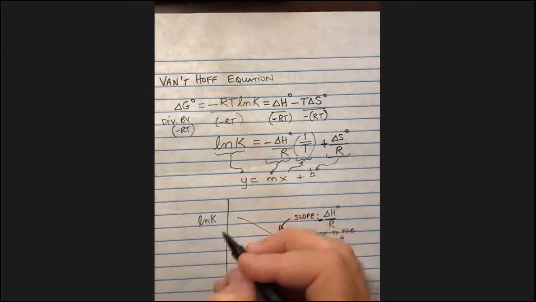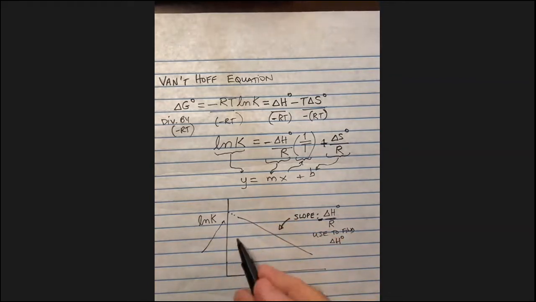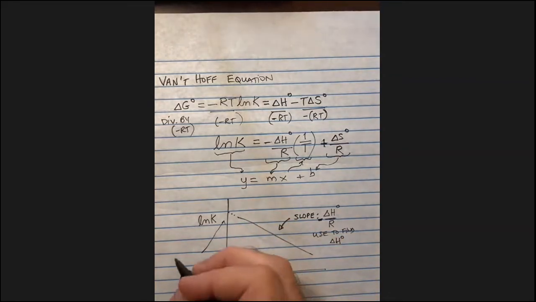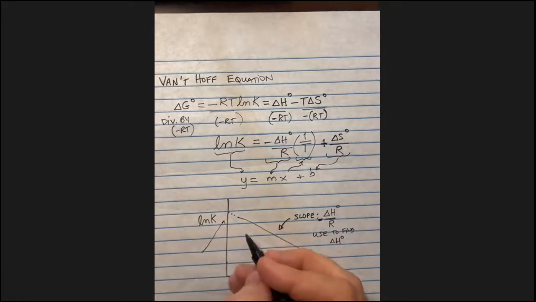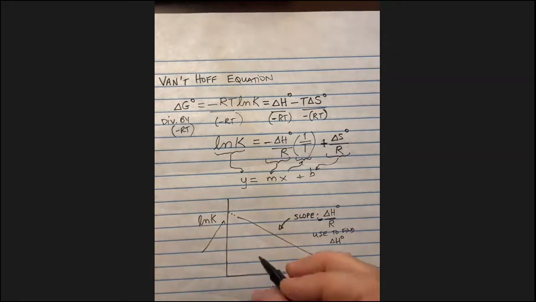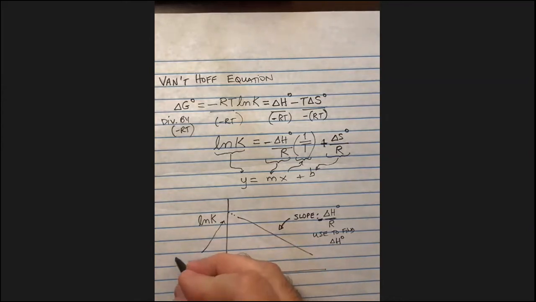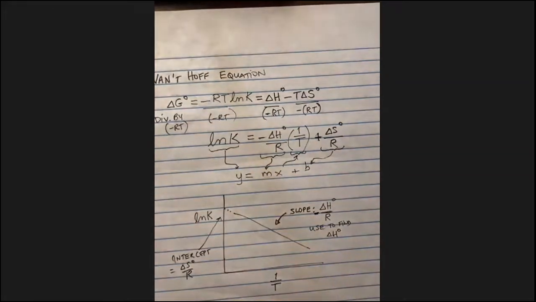And also, we can see that the intercept, of course, this is not going to get here because 1 over T cannot be 0. But if you project it out there, extrapolate, I'm sorry, extrapolate is the word I'm looking for, the intercept here would be delta S naught over R. So you could use it in theory to find what is the value of delta S. So this is called the Van Hoff equation.